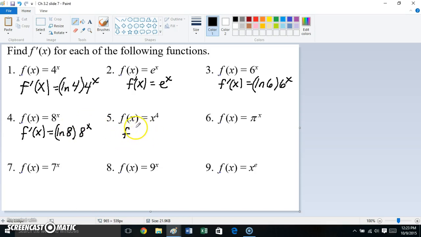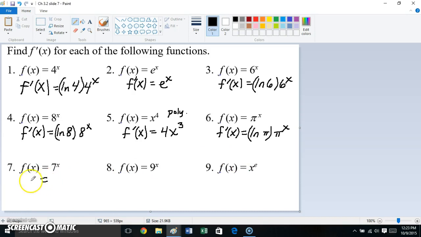F of x equals x to the 4th. This is not an exponential function, this is a polynomial, or a power function. So we're going to apply the power rule for x to the 4th. F of x is pi to the x. That's a constant to the x power, that's exponential. So its derivative is the natural log of pi times pi to the x.